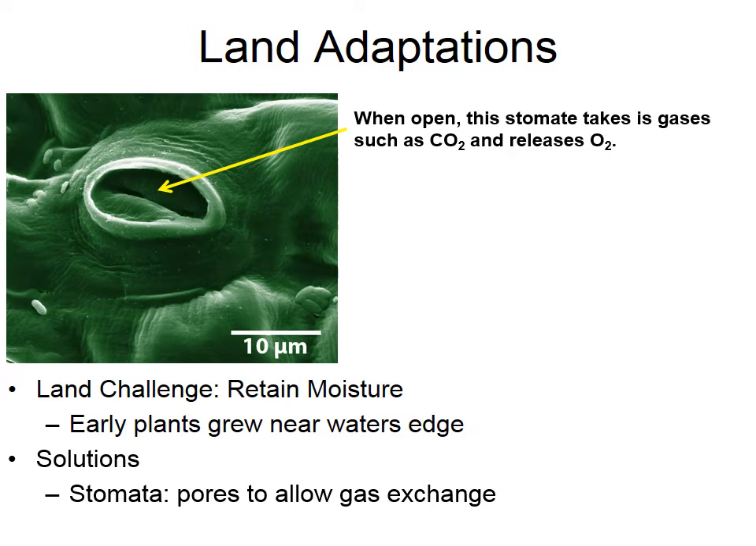And when open, the stomate will take in gases such as carbon dioxide and will release oxygen that it makes through photosynthesis. Now, when the stomate is closed, like it is in this picture right here, water is less likely to escape through evaporation. So by having these pores and the ability to open and close them, plants are able to regulate some of their water loss.